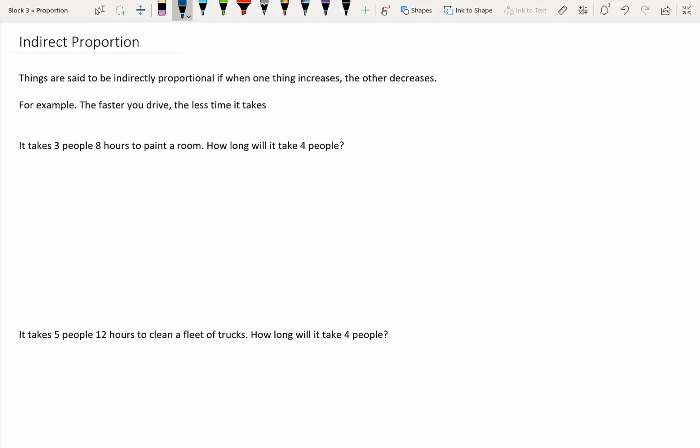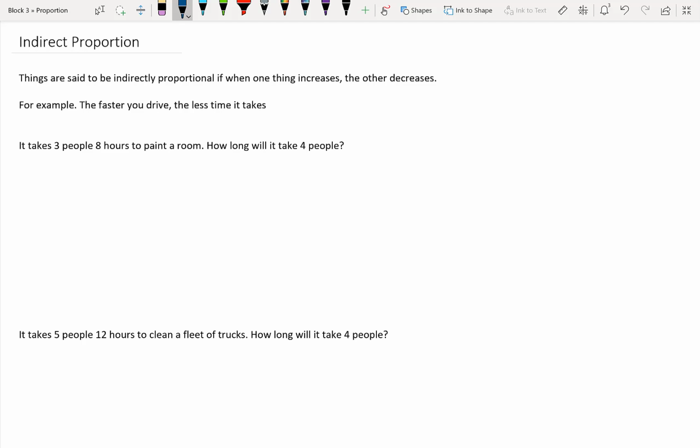A lot of the examples that come up in these instances involve time. Something we can consider comparing would be speed with time. The faster you drive your car, the quicker you're going to get somewhere, the less time it takes. So as your speed has gone up, the time it takes has gone down. That's the kind of idea behind indirect proportion.